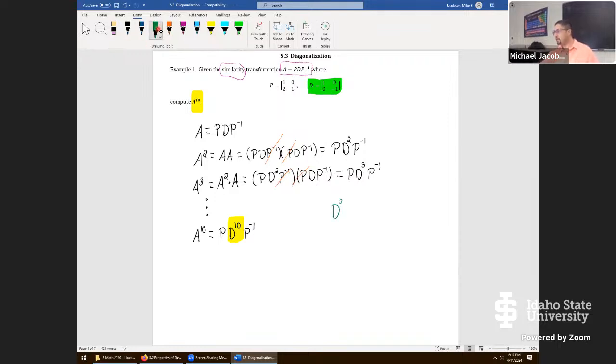If we do D squared, here's what it would look like: 1, 0, 0, negative 1, multiplying 1, 0, 0, negative 1, and here's the end answer. I'm going to write this down in a kind of funky way because it's more about the pattern than the actual end numerical value.